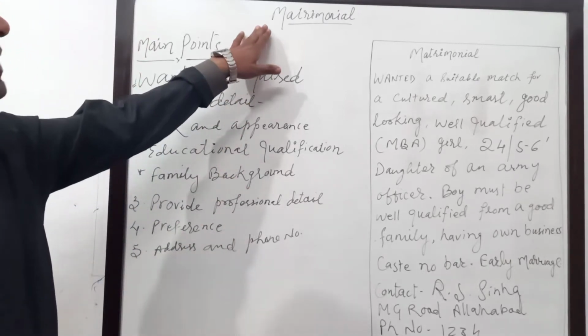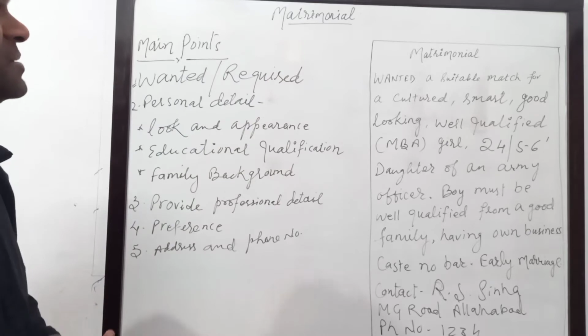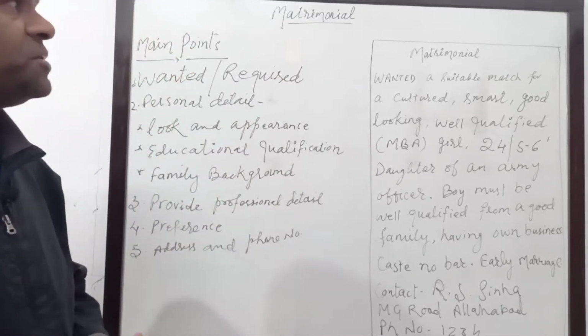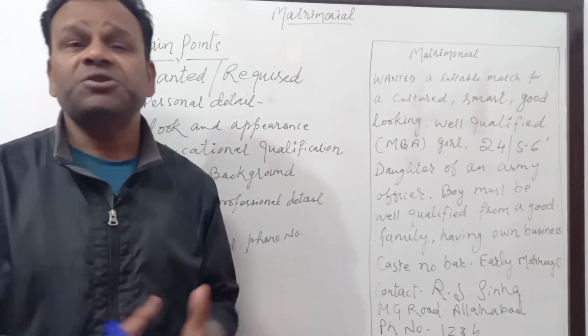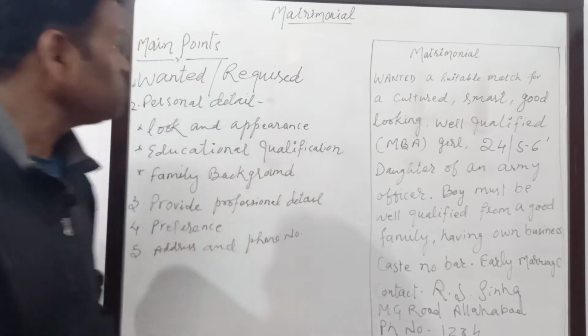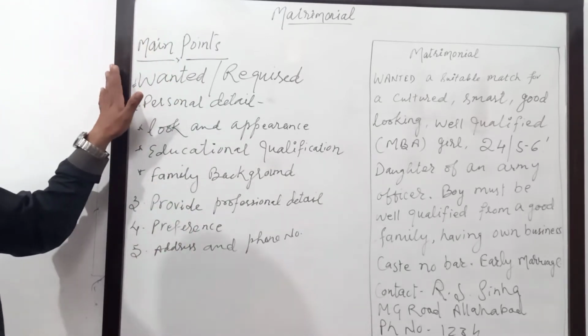So we are writing the matrimonial ads. Matrimonial ads means where you are willing to get an ad published in the newspaper for a search of a bride or a bridegroom, where you want dulha or dulhan. Okay. So what do we do when we write such ads?